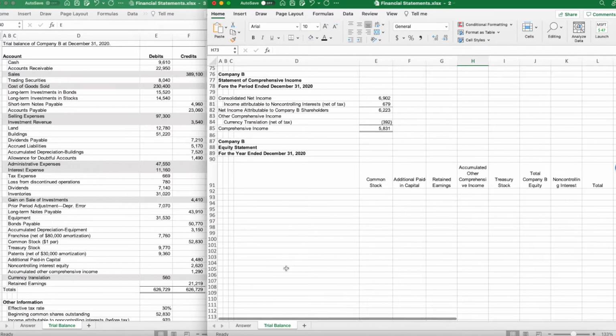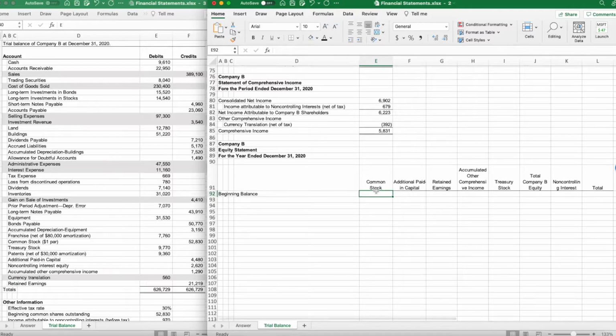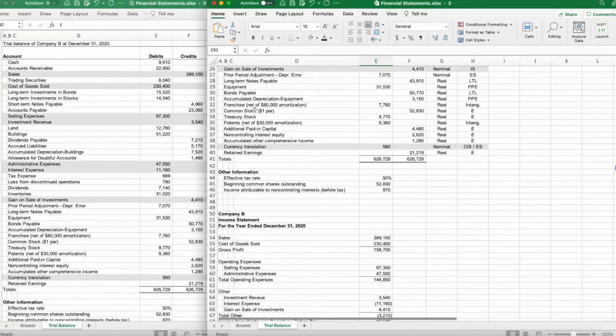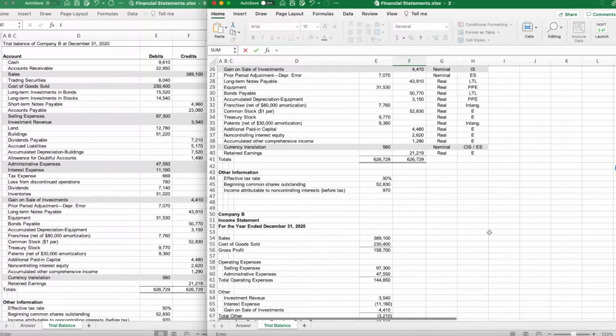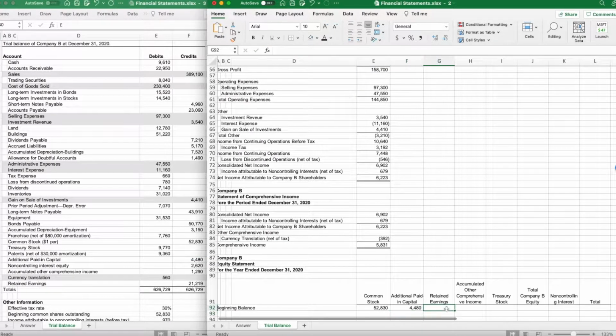An equity statement is a roll forward statement. So we start our equity statement with beginning balance. So the beginning balance of common stock, we can go up here and find common stock. Beginning balance of common stock was $52,830. Additional paid-in capital. Now we know we did not issue common stock, so we'll have no additional common stock and no additional paid-in capital because we started and ended with the exact same number of shares. So we know that our beginning and ending balances are the same. Otherwise, we would have to figure out how much we issued, and that would go into figuring out our beginning balance for those.